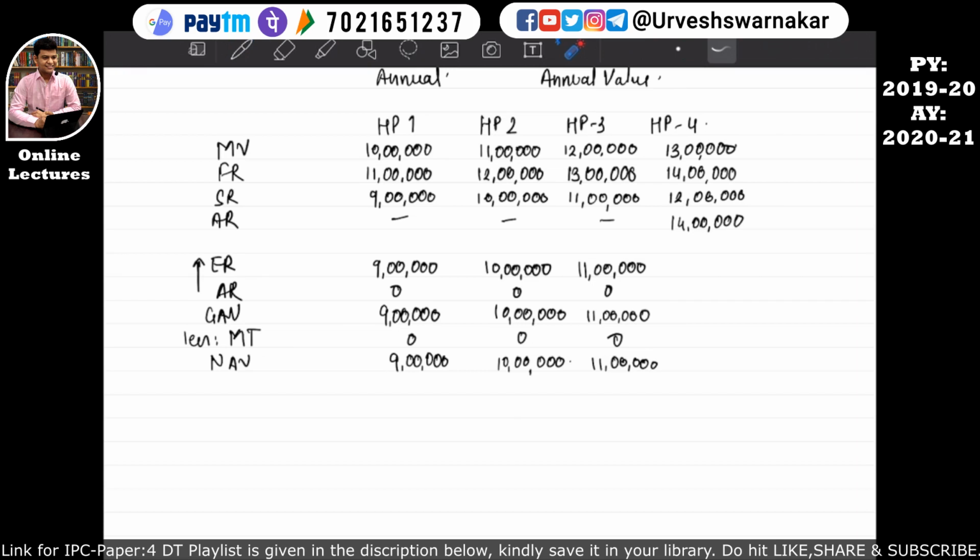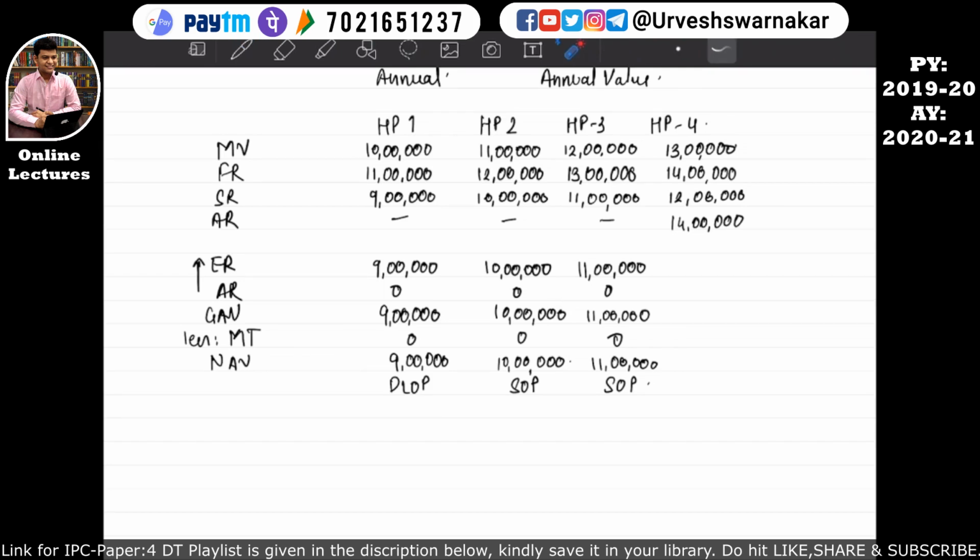Out of these 3 properties, whichever 2 properties have the highest NAV will be considered as our self-occupied house property. So you can clearly see that 11 lakhs and 10 lakhs are higher than 9 lakhs. So that means house property 2 and house property 3 will become SOP and house property 1 will become DLOP. And finally, house property 4's NAV we also will calculate.